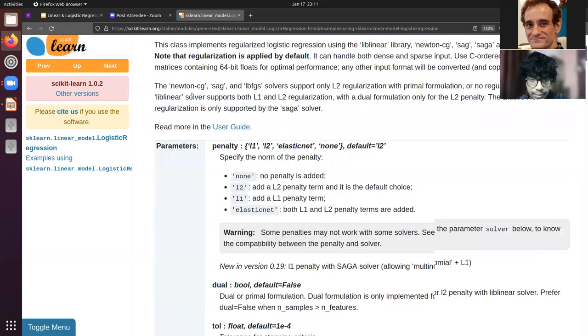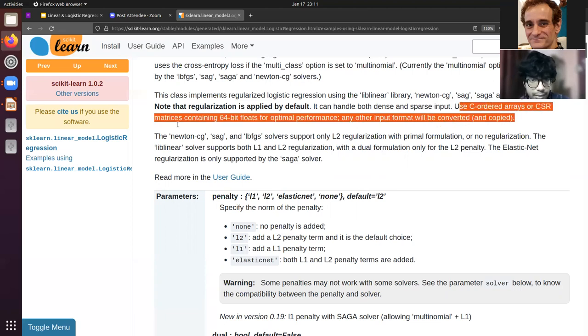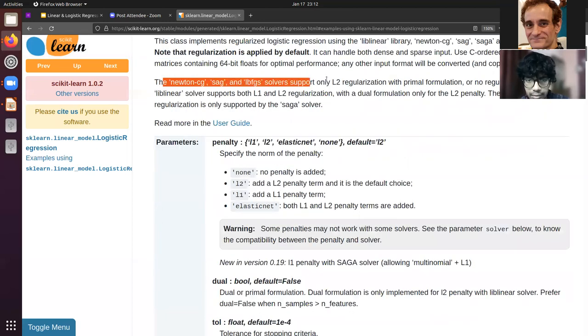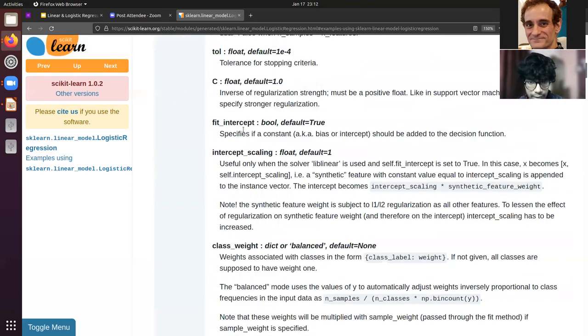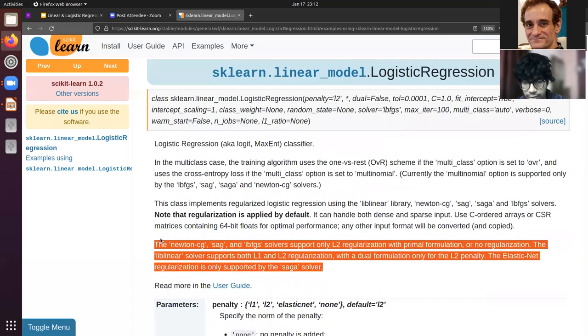Then we have this: this class implements regularized logistic regression using the liblinear library and the newton-cg, sag, saga and lbfgs solvers. Note that regularization is applied by default. It can handle both dense and sparse input. Use C-ordered arrays or CSR matrices containing 64-bit floats for optimal performance and those kinds of things. I didn't understand it very well, so let it be. We'll discuss solvers. The newton-cg, sag and lbfgs solvers support only L2 regularization with primal formulation, or no regularization. The liblinear solver supports both regularizations. So it's talking about which regularization you can adopt if you select a given solver. We have a good summary table for this, which I got from the internet. Let's discuss the parameters.